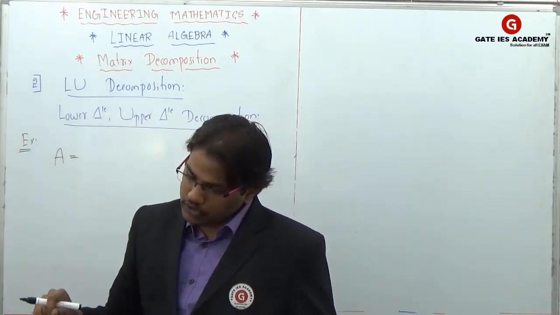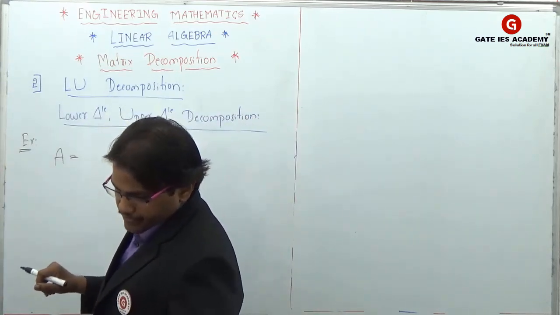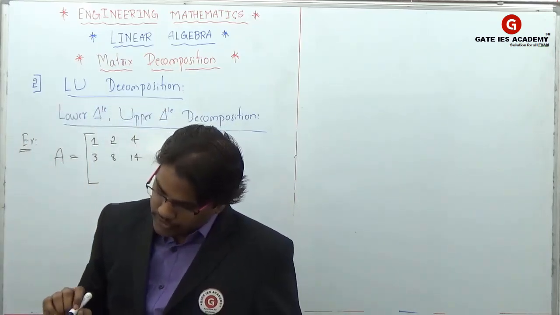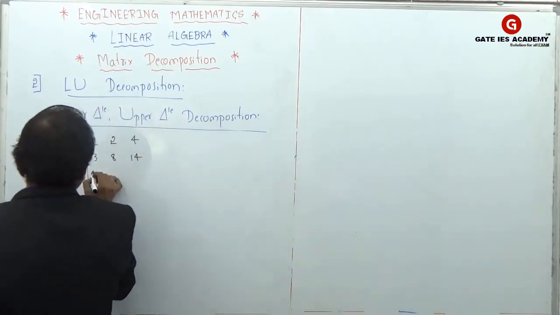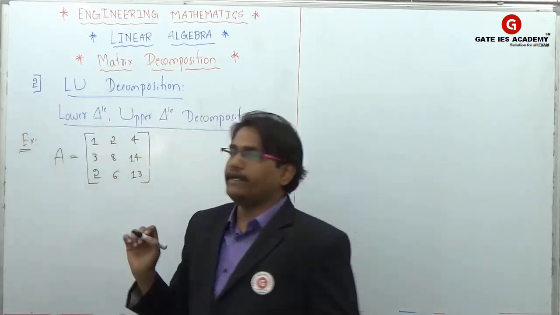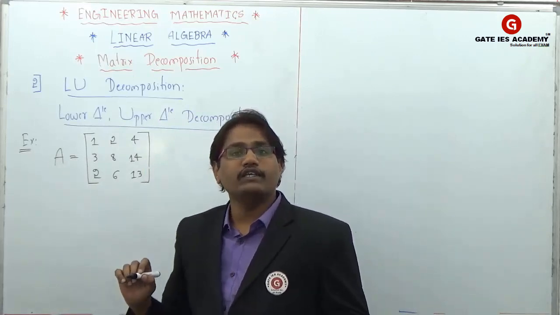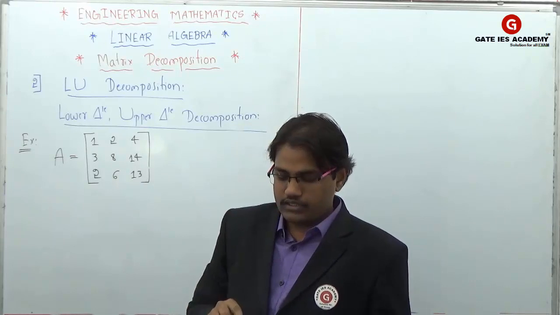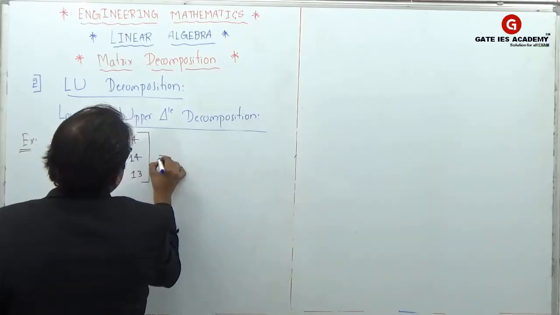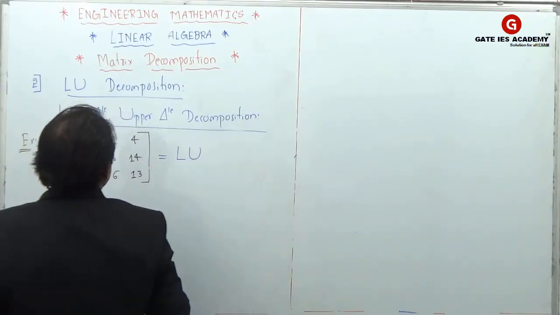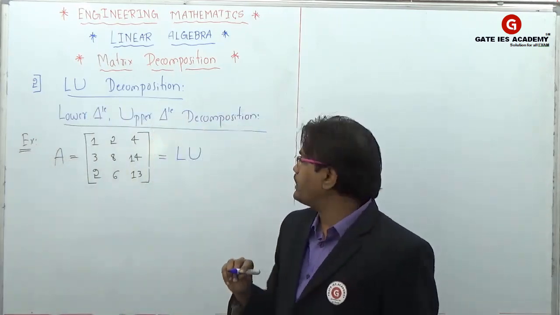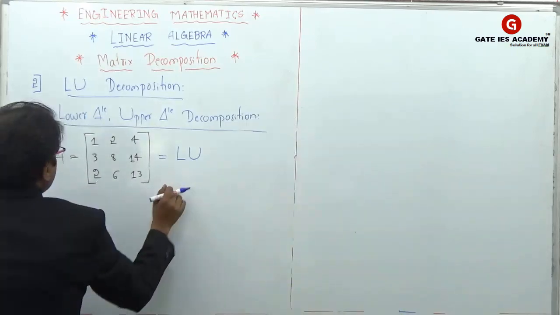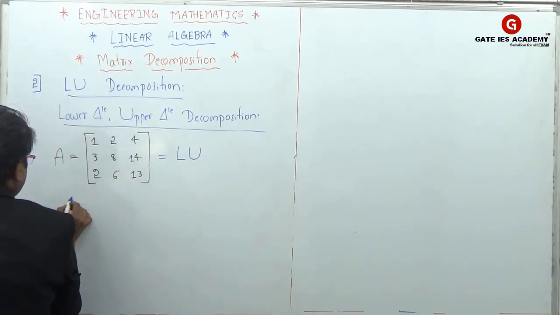Matrix A is 1, 2, 4, 3, 8, 14, 2, 6, 13. Now, how do we write this as the product of L and U, that is lower triangle and upper triangle matrices? That is A equals LU, lower and upper triangle matrices.